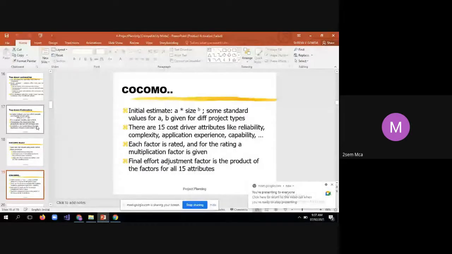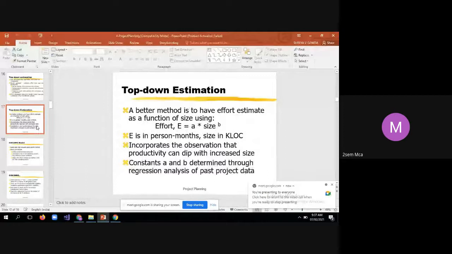As part of effort estimation, there are two models: top-down estimation and bottom-up estimation. Under top-down estimation, we started with the basic formula, effort E is equal to A into size to the power of B. That size is nothing but the number of lines of source code, that is thousands of lines of code, KLOC, and A and B are the constants which depend upon the project related parameters.